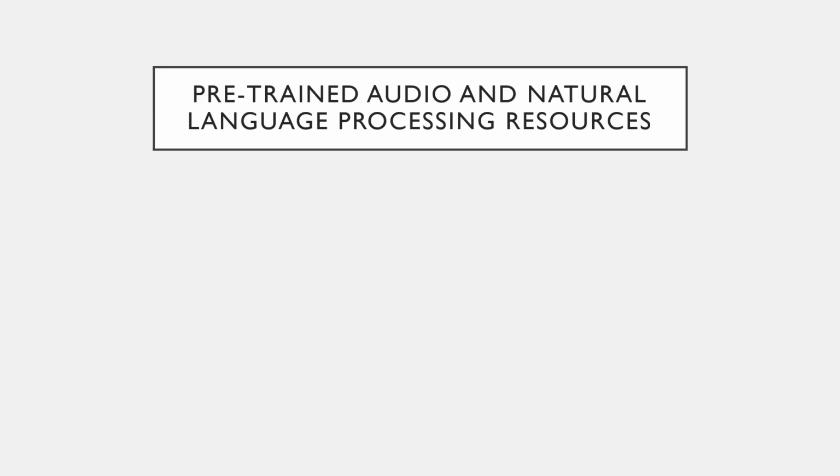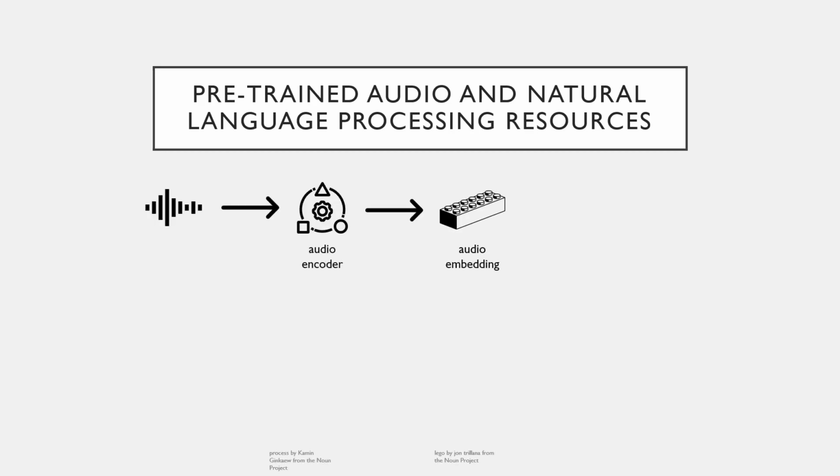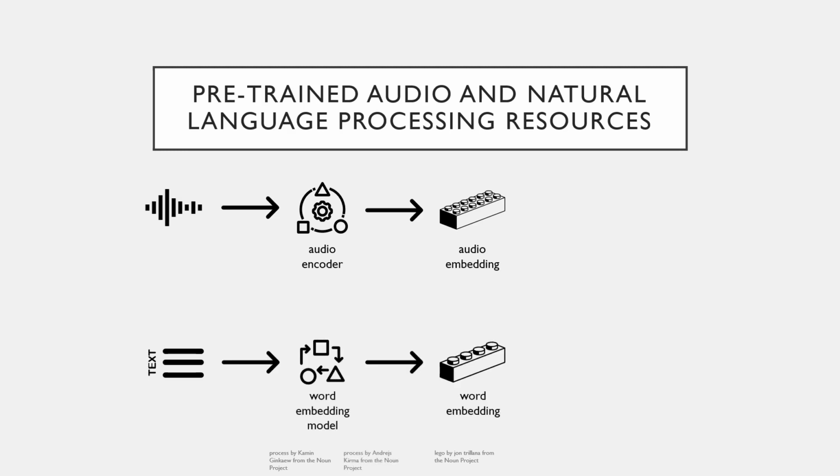The approach looks like this. The audio is processed by a pre-trained audio encoder model to extract the embeddings. The same happens with the words. A word embedding model transforms the language input into word embeddings. A caption generation model uses the information in both embeddings to produce the sentence.